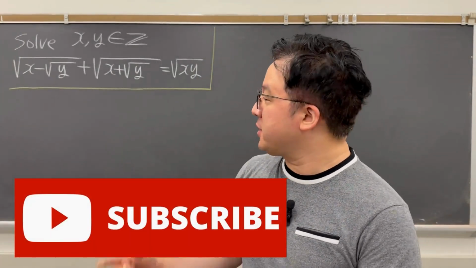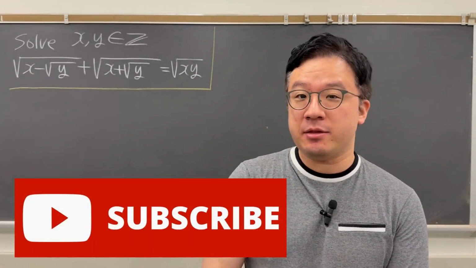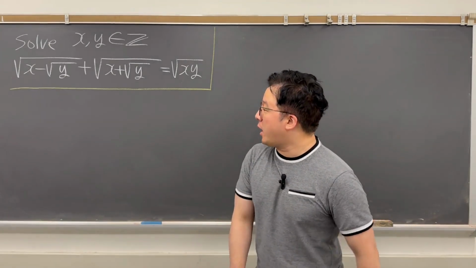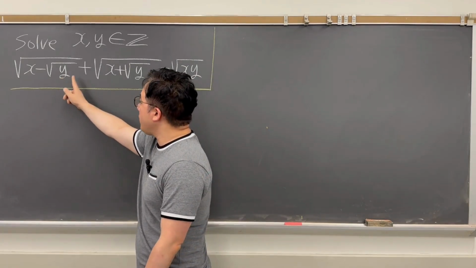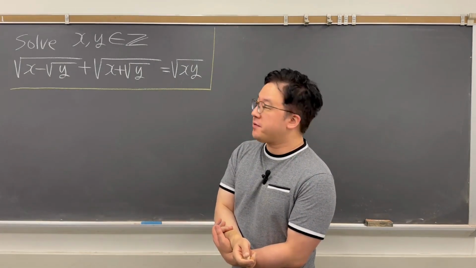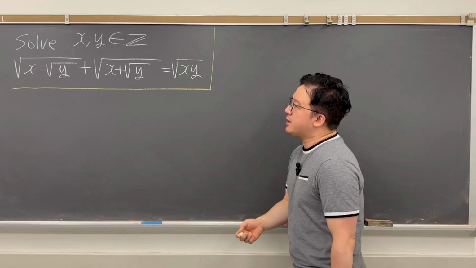So in this video, we're going to be solving this interesting algebra question from Junior Math Olympiad. The question is: solve for x and y. They're both integers. Then we have the square root of (x minus square root of y) plus the square root of (x plus square root of y) is equal to the square root of xy.